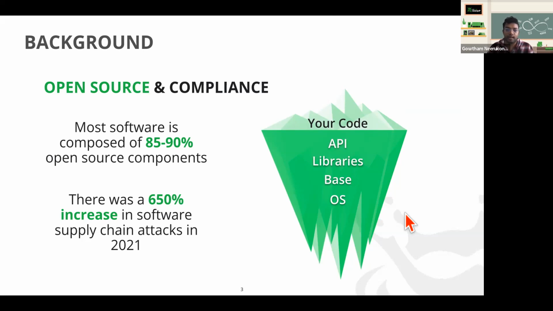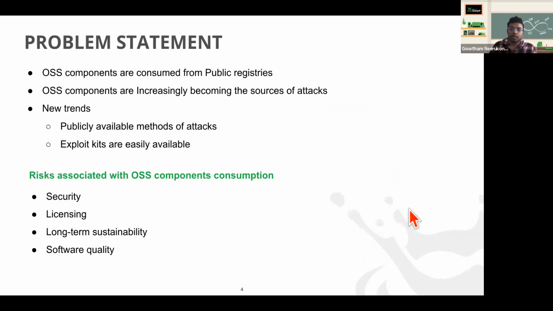So again, as I mentioned, 90% of your software might be composed of open source components, and then only 10% of business logic might be embedded with it that produces your proprietary software package. So we are going to talk about how we can secure these OSS components today.